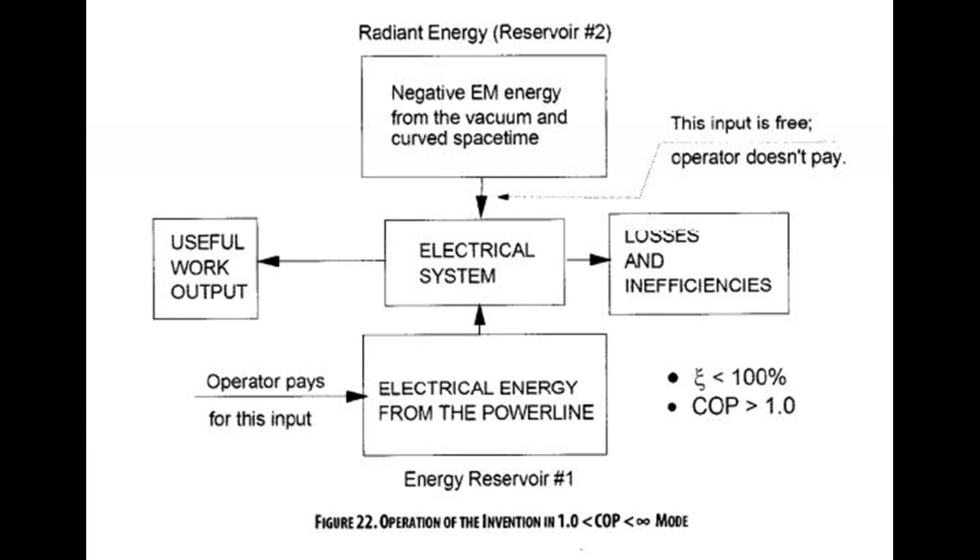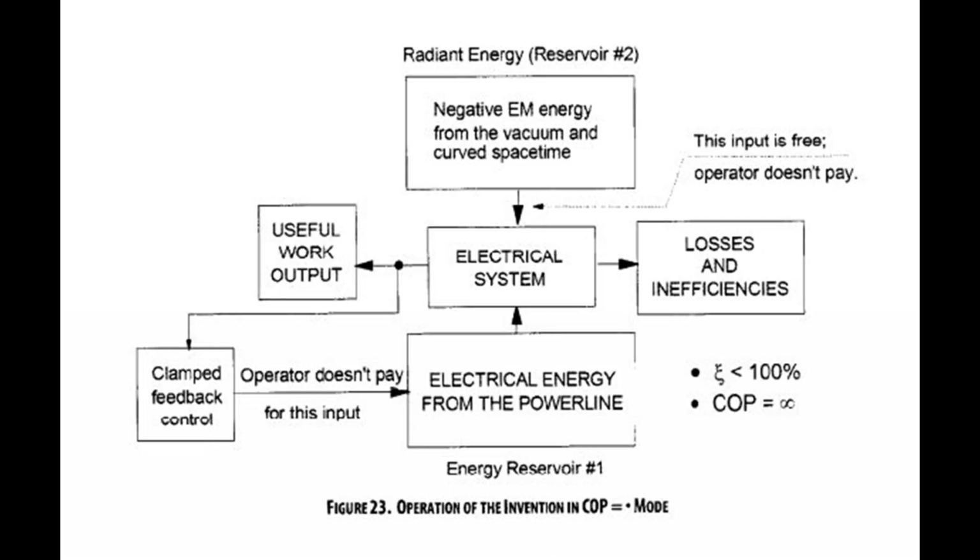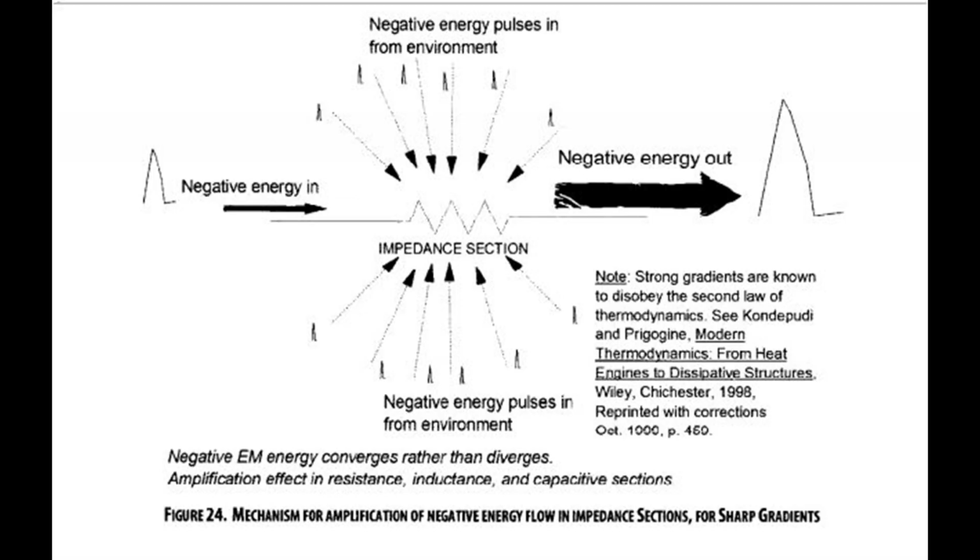Figure 22 shows the arrangement and schema for the operation of the invention in coefficient of performance greater than 1 but less than infinity operational performance mode. Figure 23 shows the arrangement and schema for the operation of the invention in coefficient of performance equal to infinity operational performance mode. Figure 24 shows the mechanism for amplification of negative energy flow in impedance section of the invention, when sharp gradients, pulses, are used.